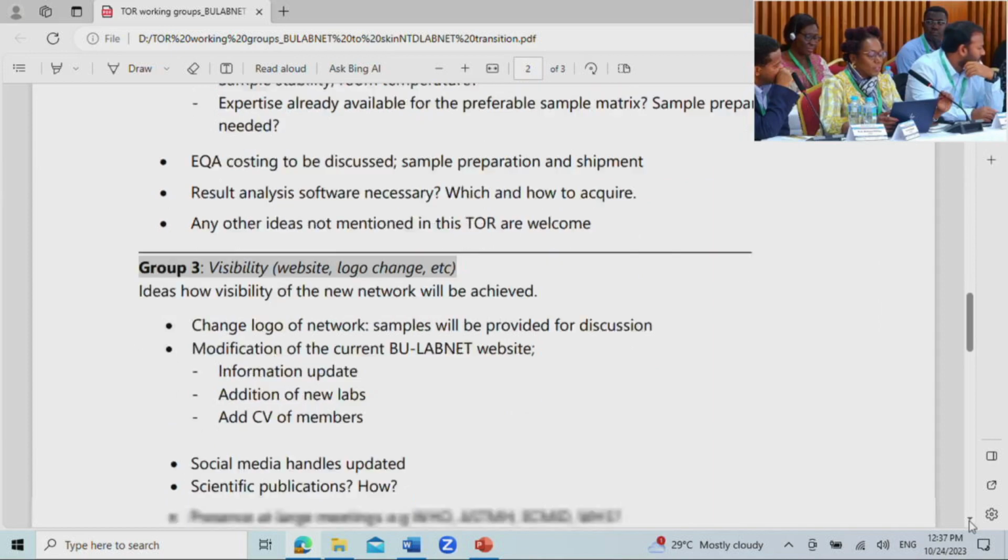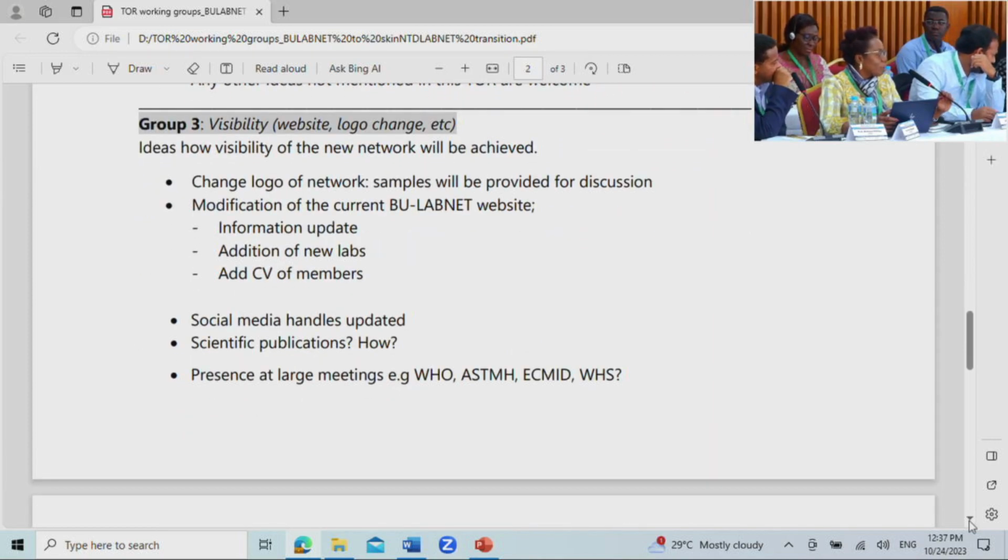The third group is on visibility. Since it's the smallest one, we can also stay in this room. So the third group will also stay in this room. To look at how we can make all these activities more visible: for logo, for website, information update, social media handle update, presence at other large meetings to make things more visible. So that will be the third group.